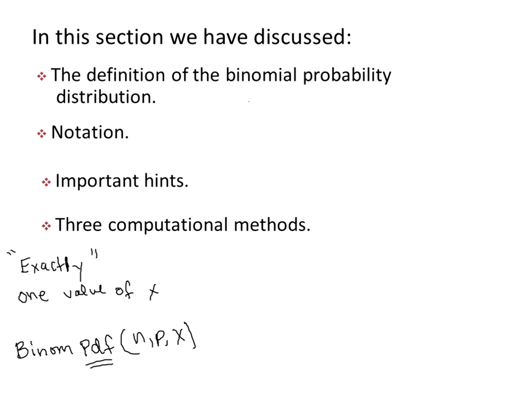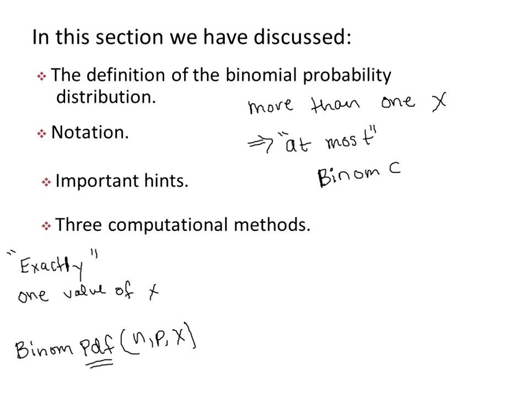If you have more than one value of x, and if you have the at most situation, then it's going to be binomial CDF. That's the CDF. And what you're entering is going to be n comma p comma x. And x is the largest value that x can be.